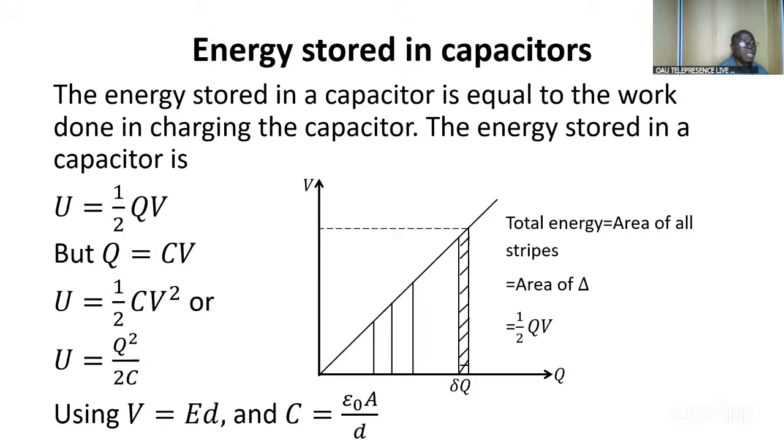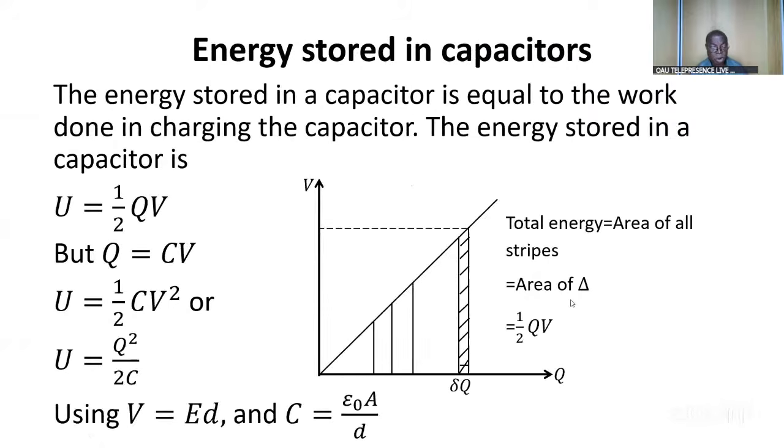Once I get U to be equal to half QV, don't forget your Q is the charge, and the charge is given by CV. Once you know that the charge is given by CV, substitute it into U is equal to half QV. Then you will have U is equal to half CV squared. Or in terms of Q, if the potential difference is not given, then you can also get Q squared over 2C.